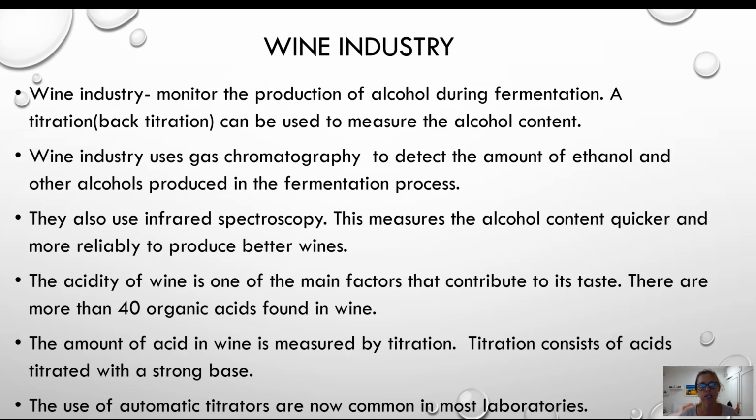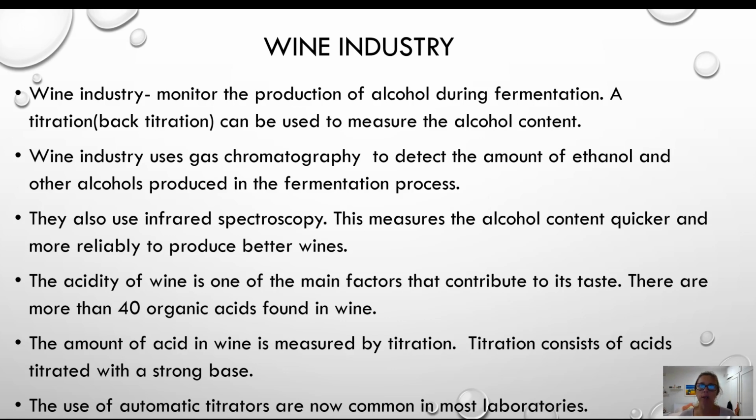So one of those industries is the wine industry. And they need to actually monitor the production of their alcohol during fermentation. They also need to look at the acid content within the wines that they're producing. So they use a number of different types of technologies to be able to do this.